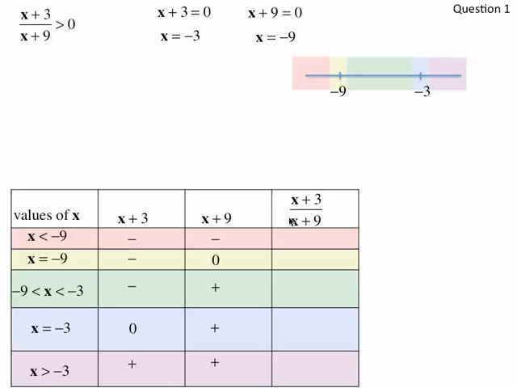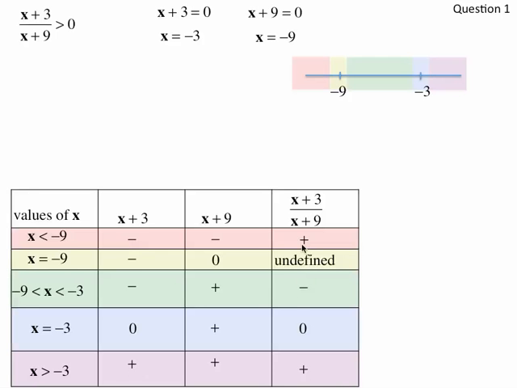Now we're looking at the whole rational expression, x plus 3 divided by x plus 9. Where x plus 3 is negative and x plus 9 is negative, negative divided by negative is positive. When x is equal to negative 9, x plus 3 is negative and x plus 9 is 0, and negative divided by 0 is undefined. Between negative 9 and negative 3, a negative divided by a positive is negative. When x is equal to negative 3, 0 divided by a positive is 0. 0 divided by 0 would be undefined, but we're not dividing by 0, so don't worry about it. When x is greater than negative 3, a positive divided by a positive is positive.